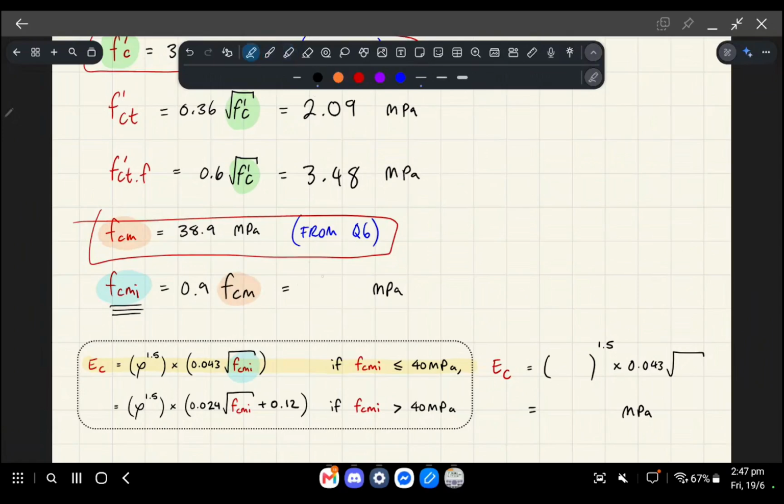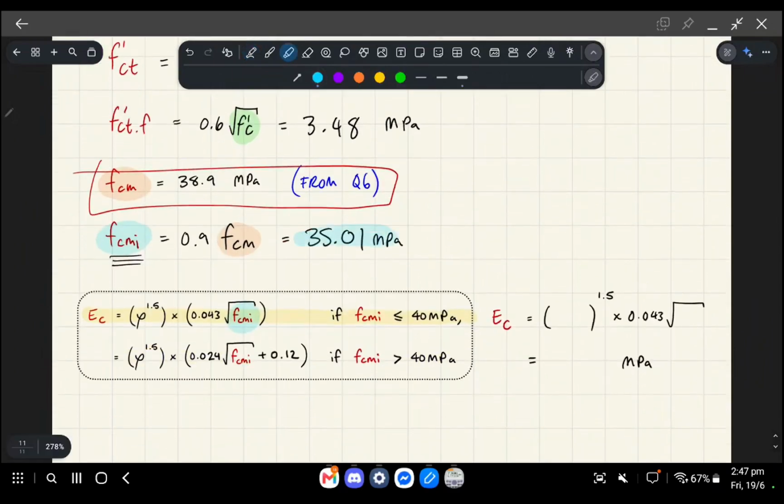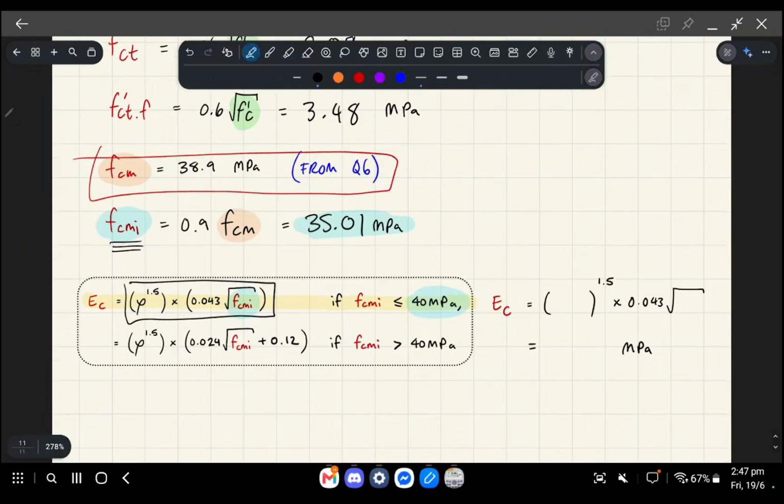Giving us 35.01. Okay. So what this is saying is 35.01. Check if it's above or below 40 MPa. Since we're sitting below 40 MPa, we use this first equation here, and we can plug in the density of concrete as 2,400, and we can plug in FCMI as 35.01. Okay. Once we do that, we get that the stiffness of the concrete was 29,910 MPa.